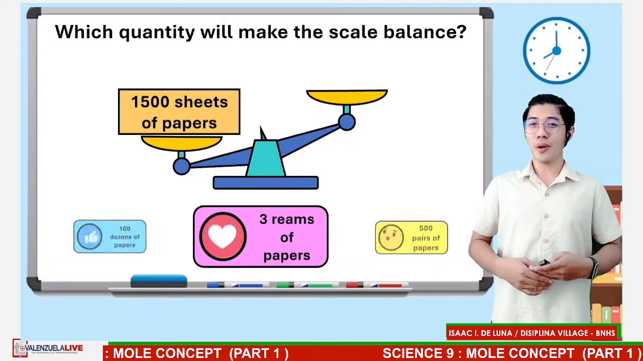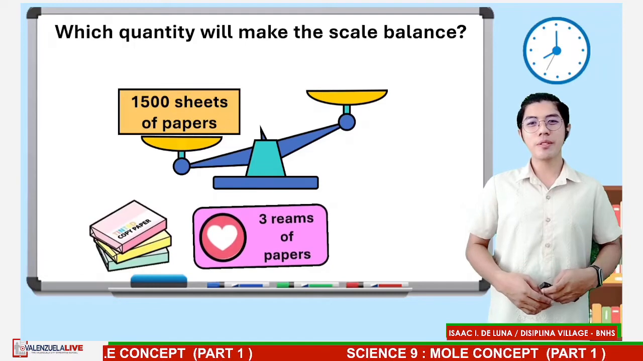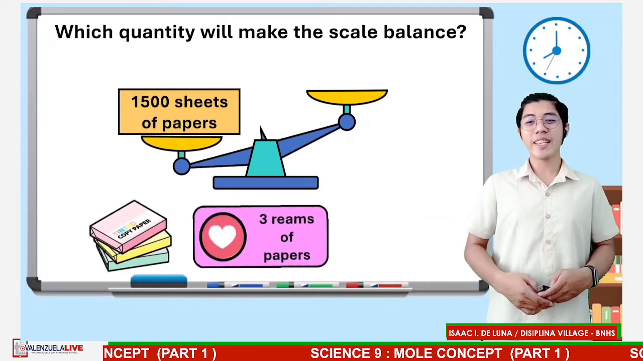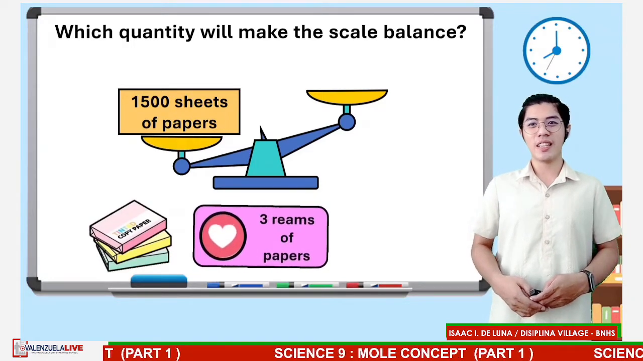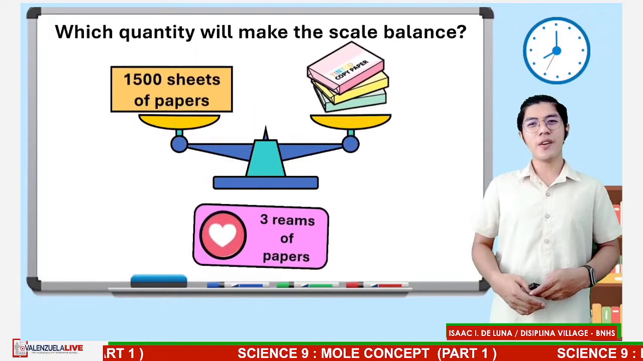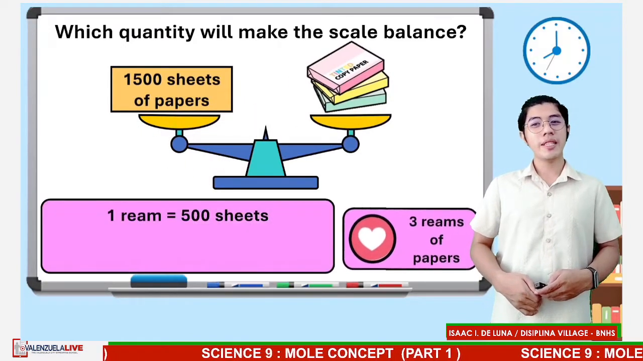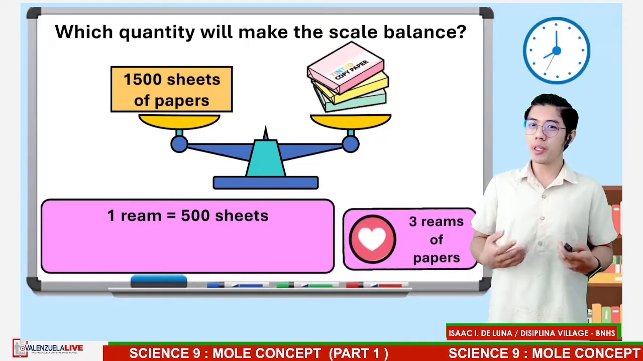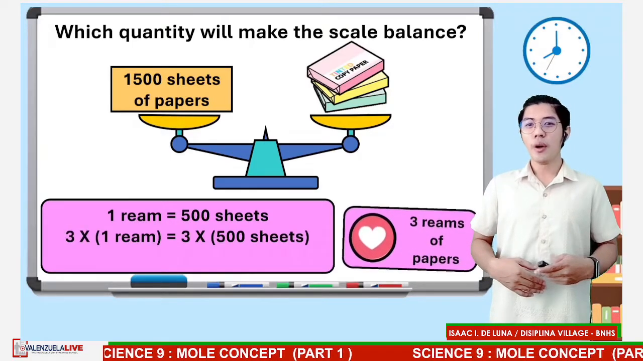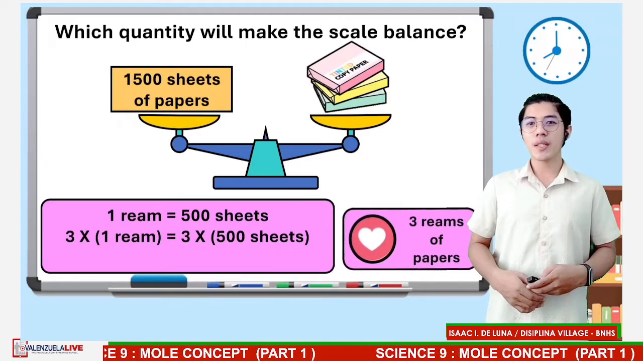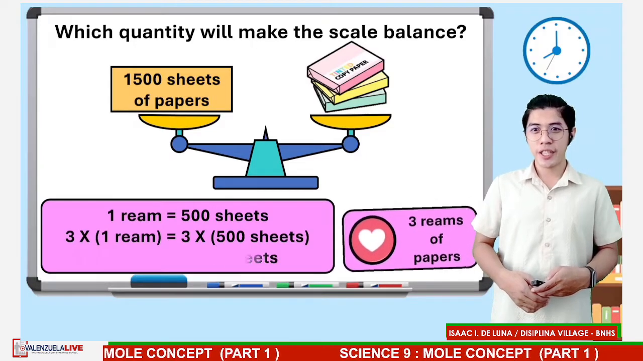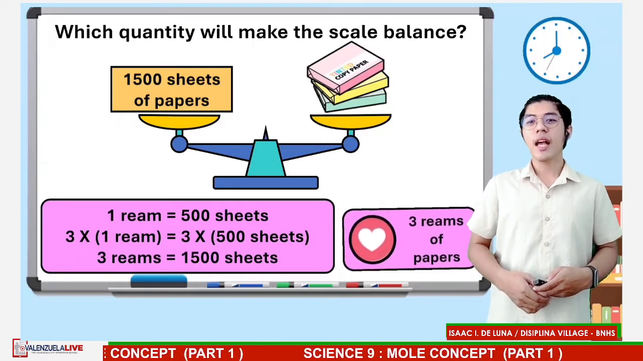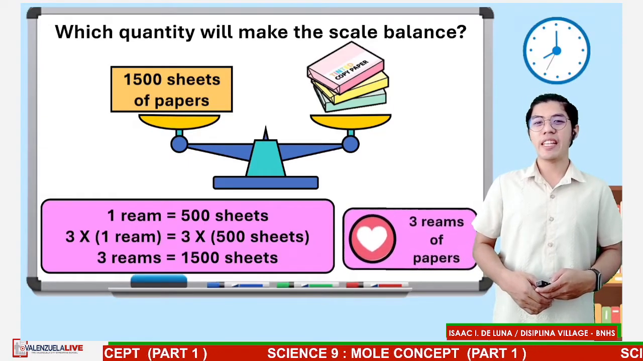Amazing! You chose heart, 3 reams of papers, which is the correct answer, because we know that 1 ream is equal to 500 sheets. And if we multiply this by 3, we will get 1,500 sheets. You did great, grade 9 learners.